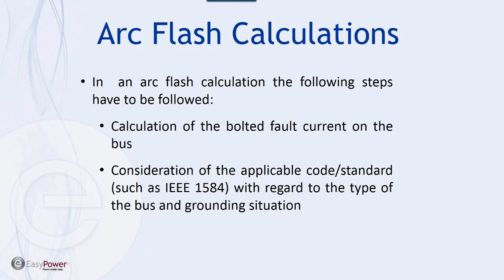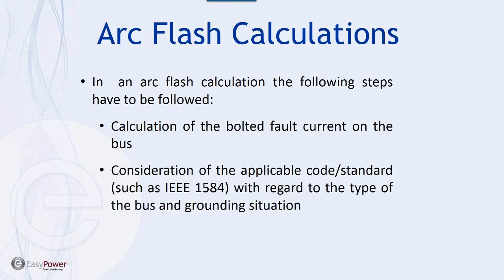Number one is calculation of the bolted fault current on the bus. All of us know that you can't perform an arc flash study if you don't have short circuit results. The short circuit results have to be calculated according to the standards in the industry or common practice. You always need a three-phase bolted fault current. Regardless of what method or approach we use, it has to be a bolted fault current, which means a three-phase A, B, C fault, and that value has to be provided as an input to arc flash calculations.